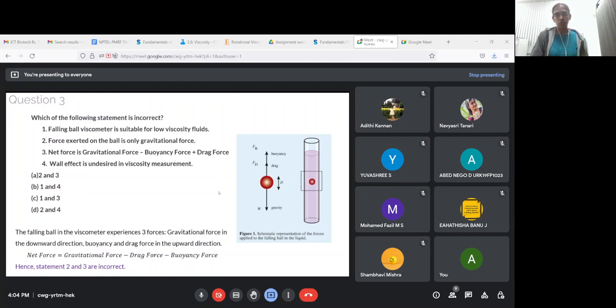understandable. So the correct answer to this question is option A, which is the force. There are three forces, and it is gravitational force minus buoyancy minus drag force.